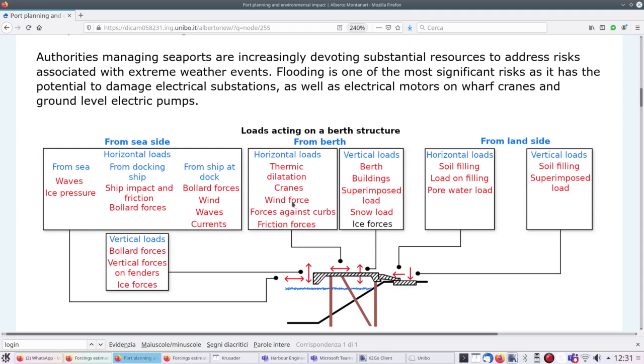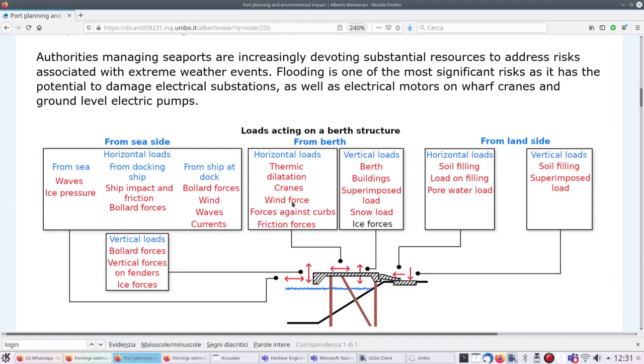The vertical loads are given by berth itself, buildings, superimposed load, for instance, through cranes. Snow load and ice forces. I see now that ice forces should be in red, and I need to change the color. I take a note, change color to red. Okay, and then let's look from the landslide.